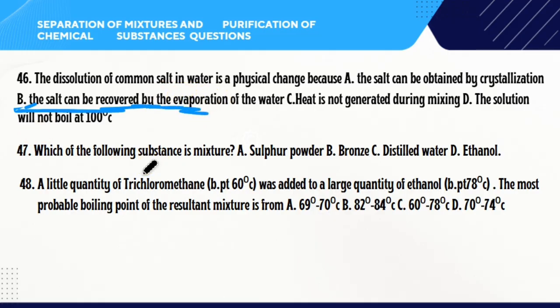Which of the following substances is a mixture? We have sulfur powder, bronze, distilled water, ethanol. Which do you think is the answer? Okay, yes, you can try. It is bronze, because bronze is formed from two different metals, copper and tin. A mixture of copper and tin.